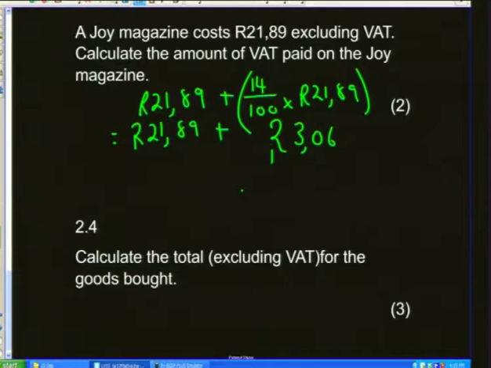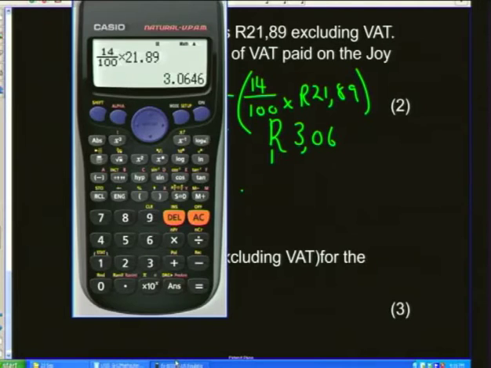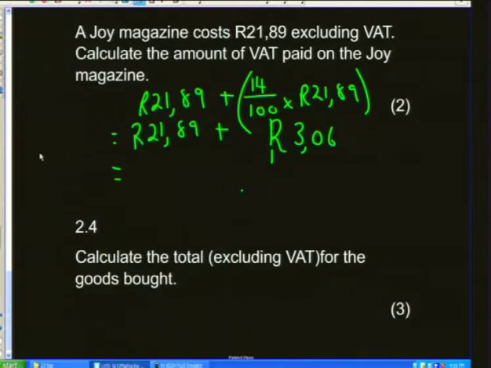and 6 cents. Okay. And I know it's time for an advert. My producer's probably having a heart attack, but nevertheless, let's just finish this anyway. So we have 3 Rand and 6 cents. To that, we're going to add the 21 Rand and 89 cents, and we get an answer of 24 Rand 95. 24 Rand and 95 cents.